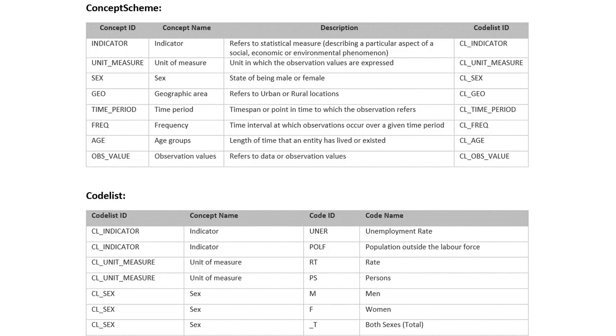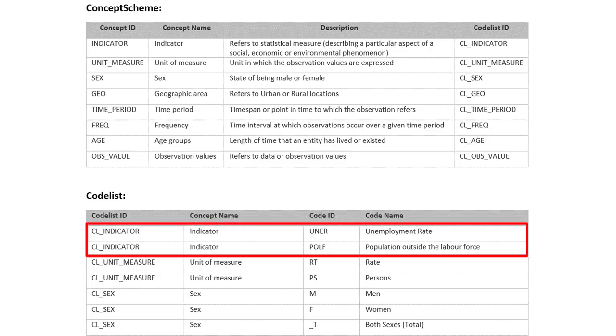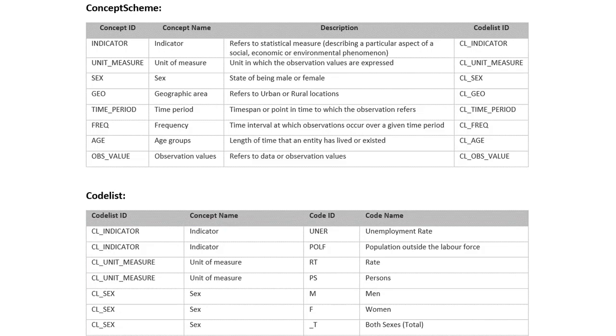To create the concept scheme and a code list in a one-by-one approach, we will take the example of the concept of the indicator. As per our example data, we have two possible values for it: unemployment rate and population outside the labor force.